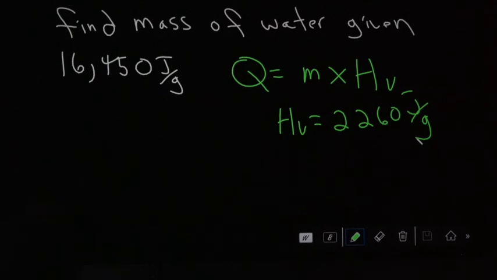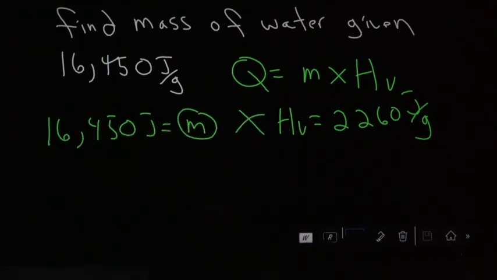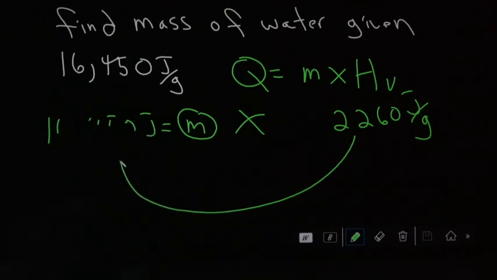So here we'd simply go Q, which is this, 16,450 joules equals M times 2,260. So now simply to get M by itself, we're going to drop the 2,260 underneath 16,450. Let's see what we got.